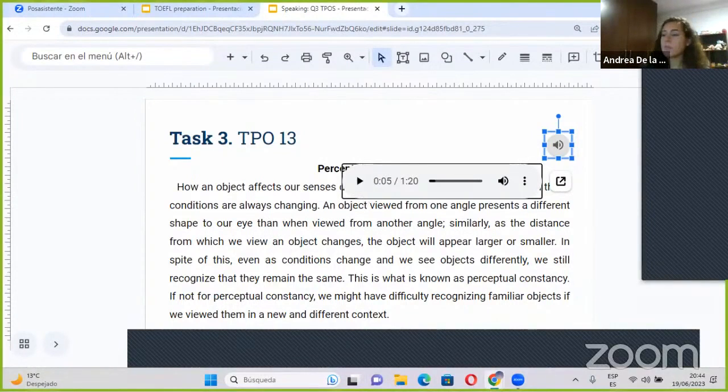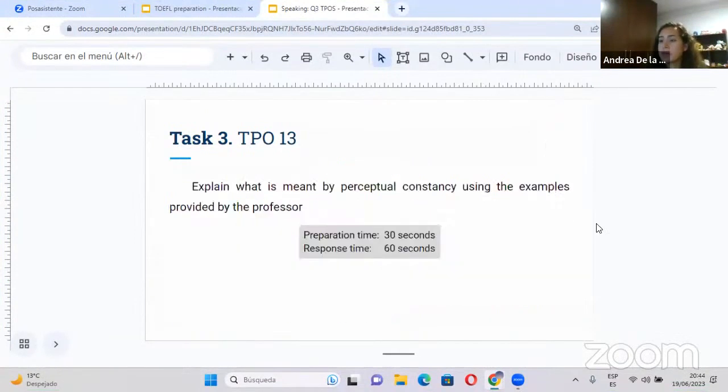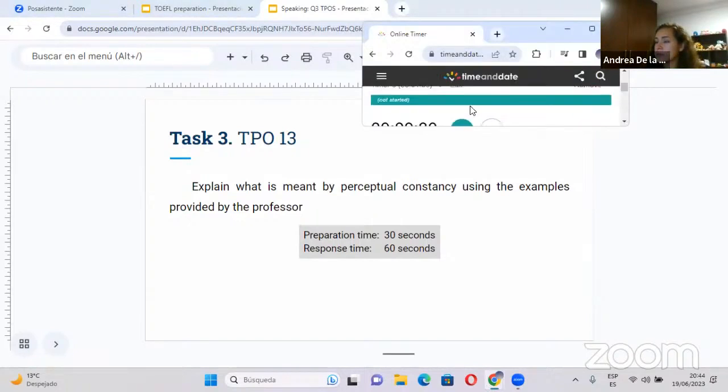Sorry, guys. Okay, now the question says, explain what is meant by perceptual constancy using the examples provided by the professor. Now, you guys will have 30 seconds to prepare your responses.